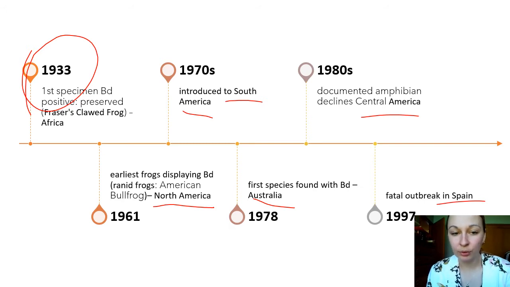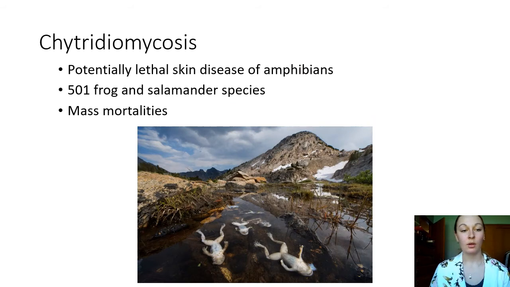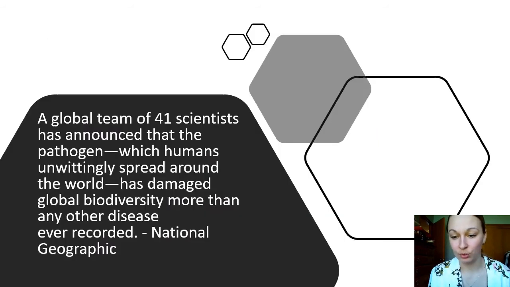It's not super important to know dates, but it just kind of shows the progression through the world. And so what is chytridiomycosis? It is a potentially lethal skin disease of amphibians, and so far, as of 2018, it has been known to infect 501 frog and salamander species, and it can cause mass mortalities.